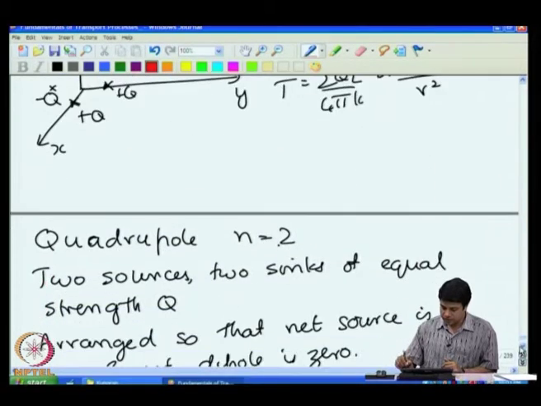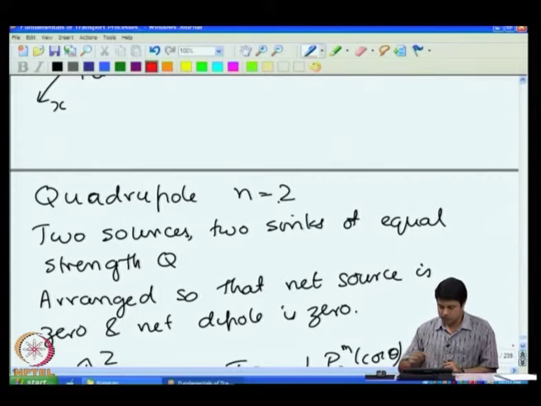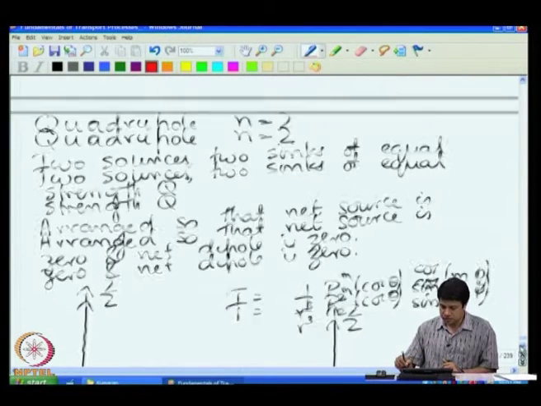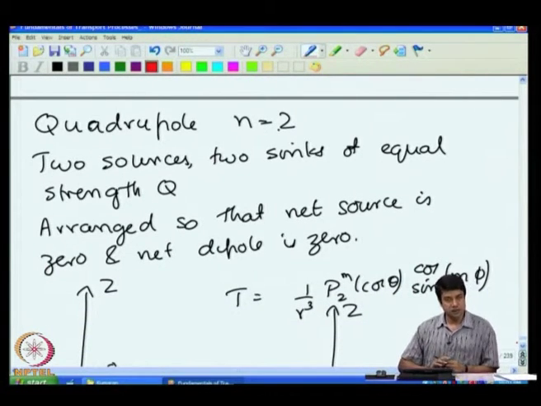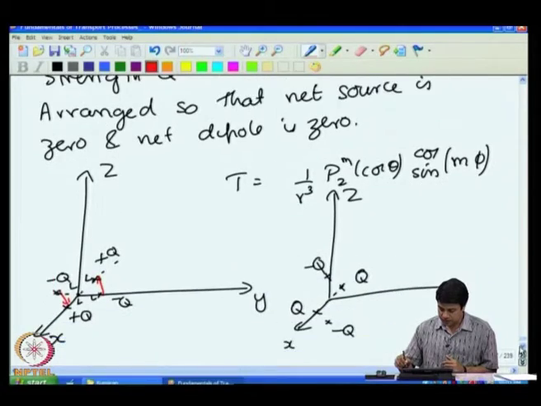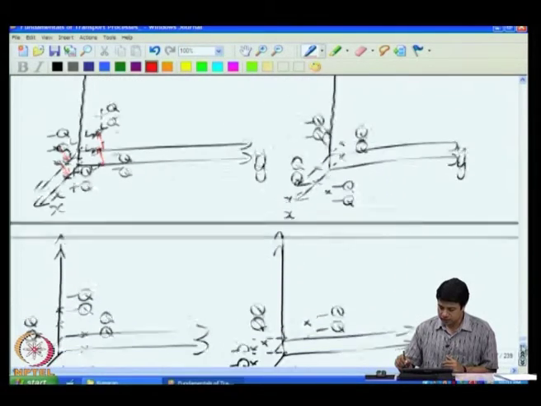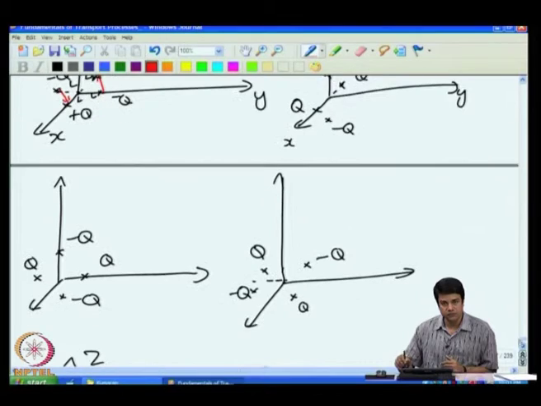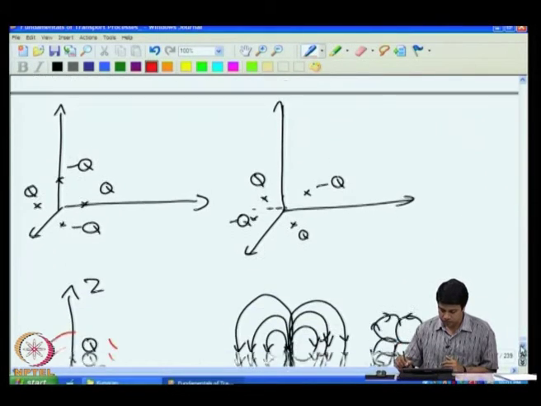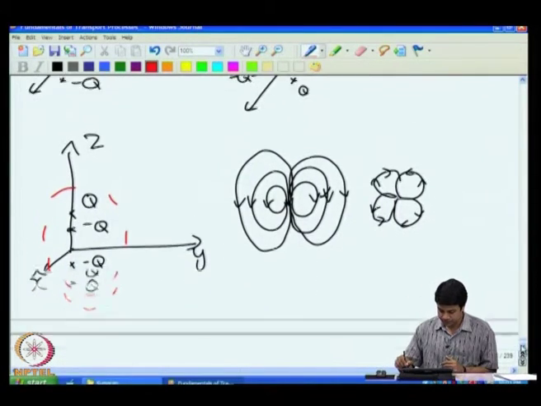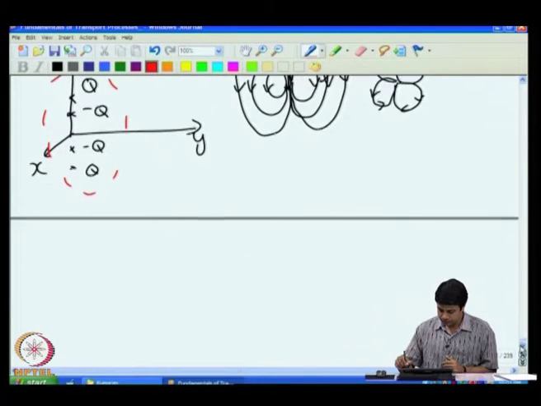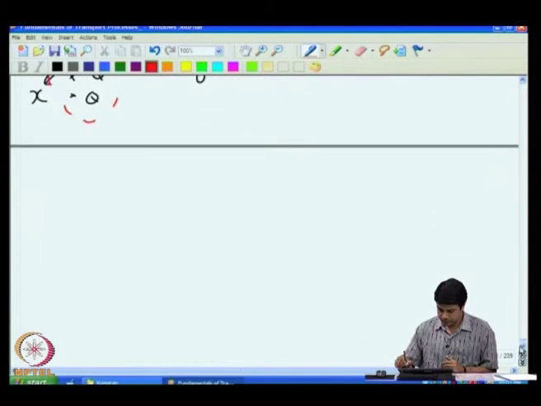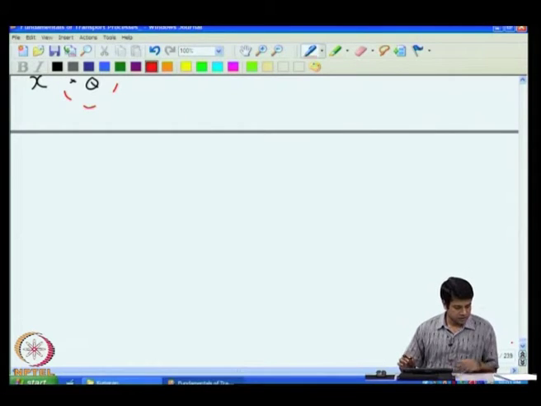And then I showed you how n equal to 2 can be obtained by superposing 2 sinks and 2 sources of equal strength, arranged so that the net source is 0 and the net dipole moment is 0. And we looked at the symmetries of these, and I showed you that they are identical to the symmetries of n equal to 2 and m from -2 to +2 in the spherical harmonic expansion. So, let us continue our discussion of delta function sources and sinks.